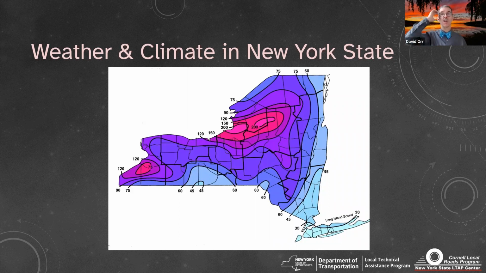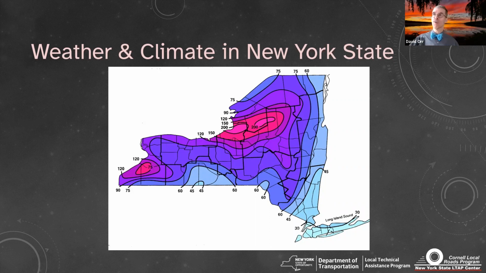This is a map that shows the average amount of snowfall, and of course, that varies quite a bit. If you happen to be at the end of Lake Erie or the end of Lake Ontario, you know you get tons and tons of snow. There are places in New York State that average well over 200 inches of snow in the Tug Hill, Lewis County, over towards Cranberry Lake, places right on the end.